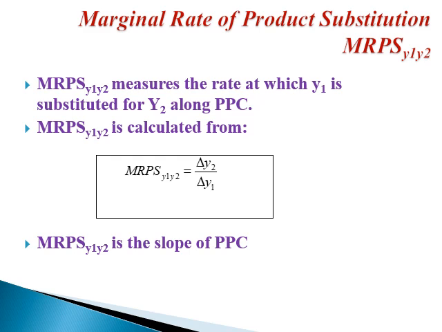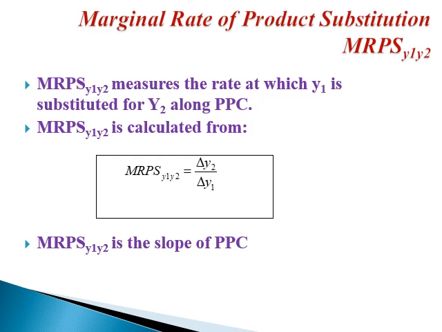Very simple, common sense. If I increase Y1 by 1 ton, I have to decrease Y2 by some tons because I have limited amount of resources. Remember, along the isoquant, I am using all the resources and all the inputs I have. So given that I'm using all the resources that I have, if I want to increase Y1 by 1 ton, I have to decrease Y2 by some tons.